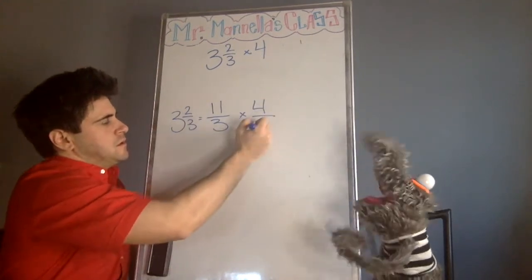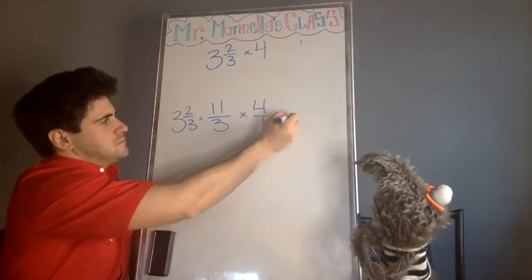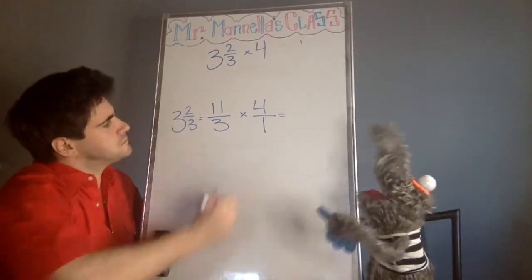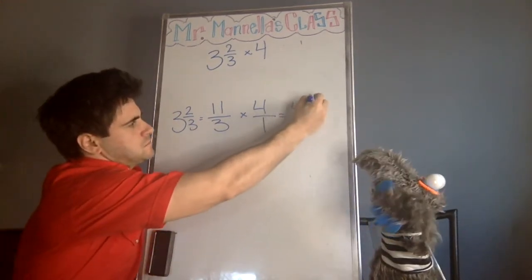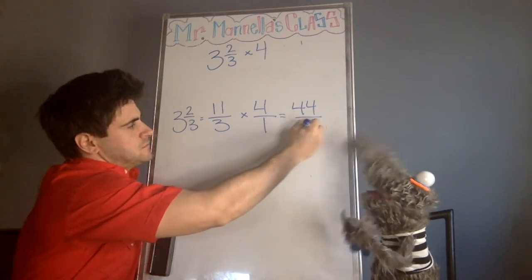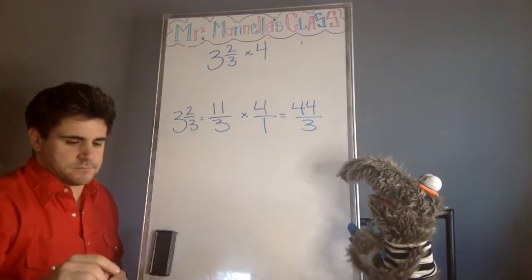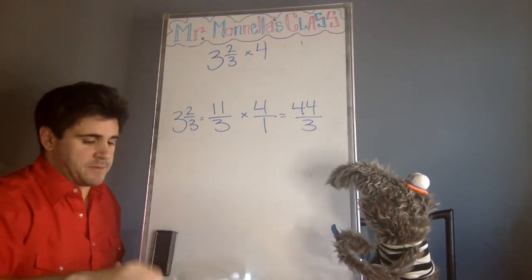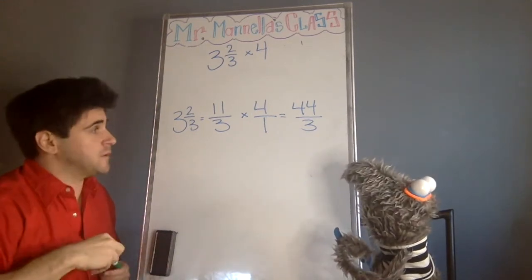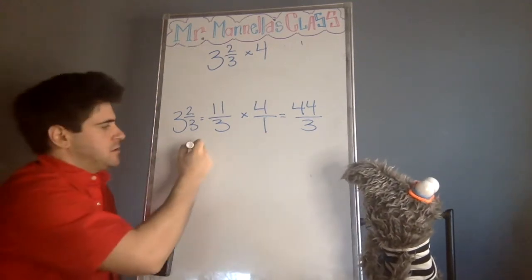Times 4. Fractionate it over 1. 11 times 4 is 44. And 3 times 1 is 3. 44/3. Will that go evenly? I don't think so. Okay, but that's not a problem. Solvable. So here's our division.